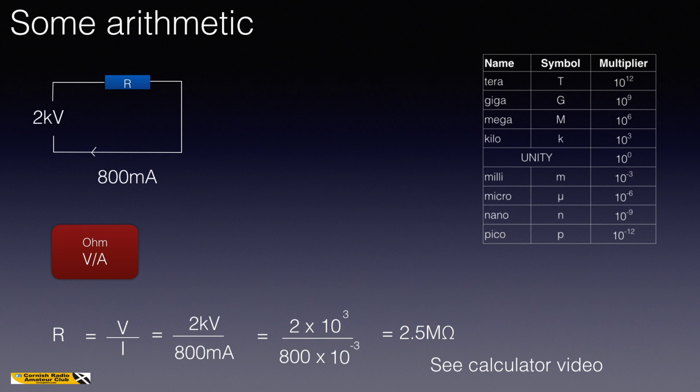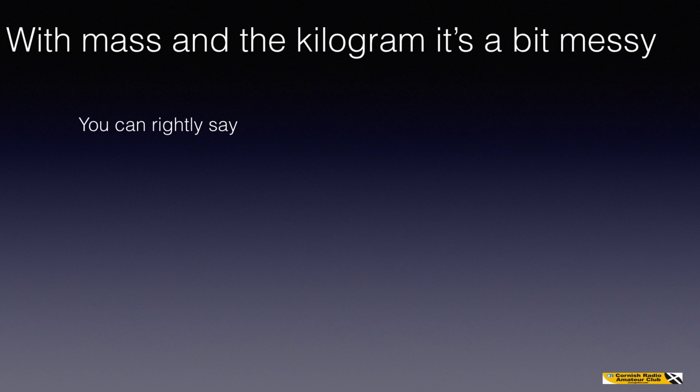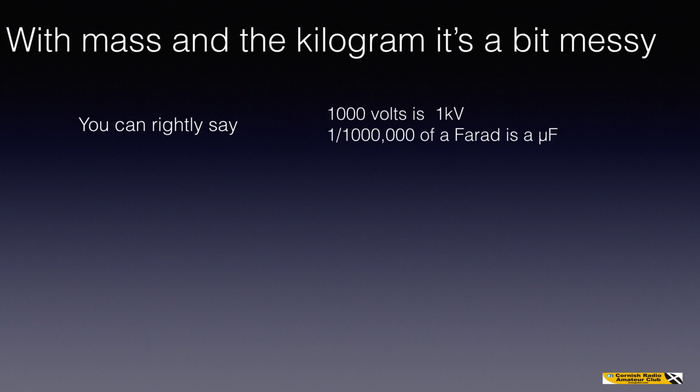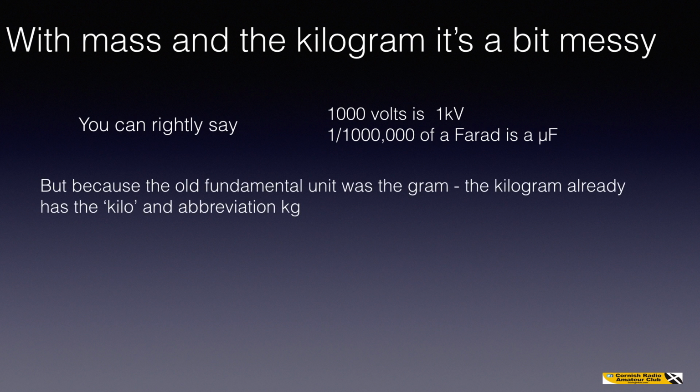Right, now that all seems fairly straightforward. There is a problem with mass and the kilogram, and it becomes a bit messy. And this is for historical reasons. For example, you can rightly say that 1,000 volts is a kilovolt, and that 1/1,000,000th of a farad is a microfarad, and that's fine. But because the old fundamental unit was the gram, that predated the kilogram becoming, if you like, the base unit, the kilogram already has kilo in its name, and the abbreviation kg.